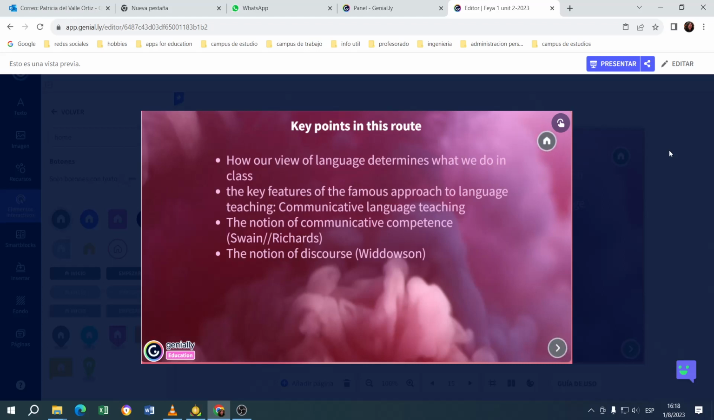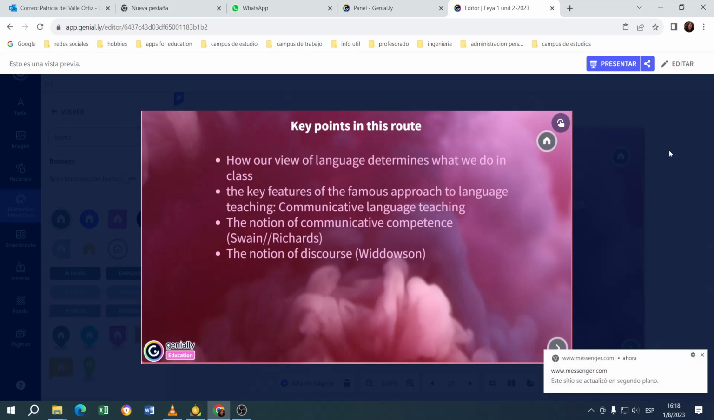Another important point in this section is the key features of the famous approach to language teaching known as the communicative language teaching approach. I'm sure you have a lot of information about it at this point because I can imagine you talked about it with Nancy in Práctica 2. So you have some notions. That's why there was a kind of game you were expected to play to activate these ideas and these notions.